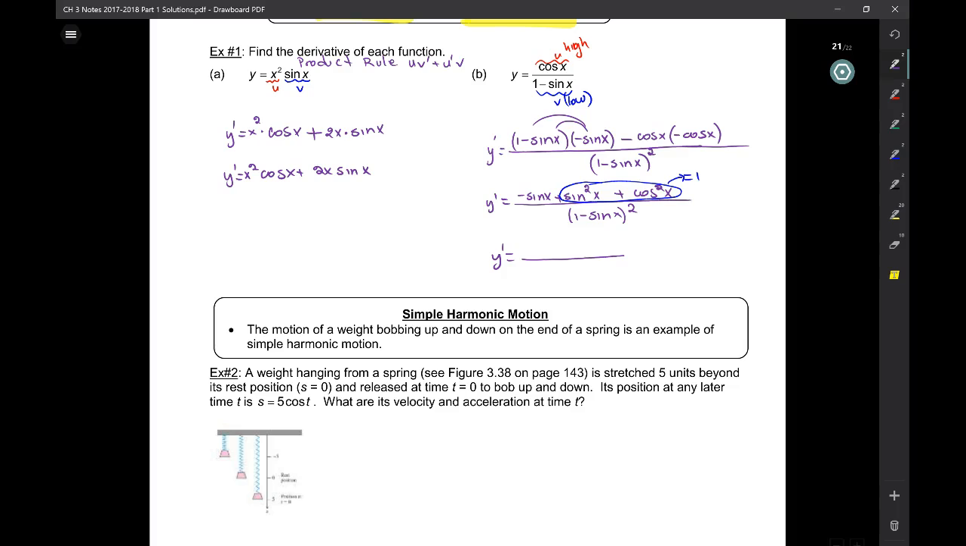Okay? So now we have negative sine x plus 1 over 1 minus sine x squared. What do you notice? What's negative sine x plus 1? They're totally the same thing. Look, negative sine x plus 1, if I just switch the order, it's 1 minus sine x, is it not? So 1 cancels with 1 from the top and bottom, so I have 1 over 1 minus sine x. This is the answer.